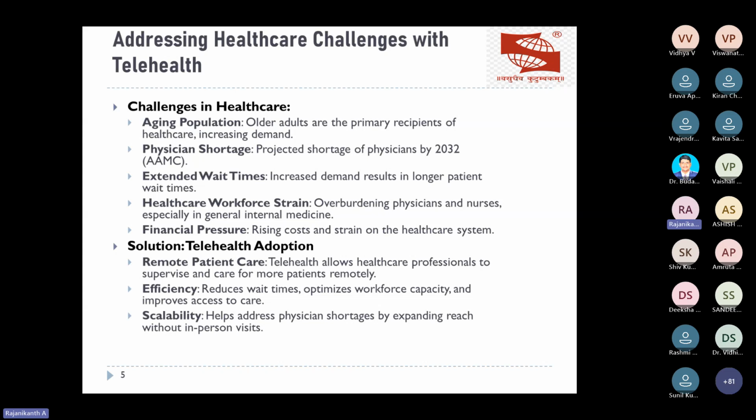Now, the solution for all these challenges is nothing but telehealth adoption, which we already spoke about: remote patient care, efficiency, and scalability. A physician can address more patients than the number of patients he addresses physically. So scalability definitely comes in here, right?